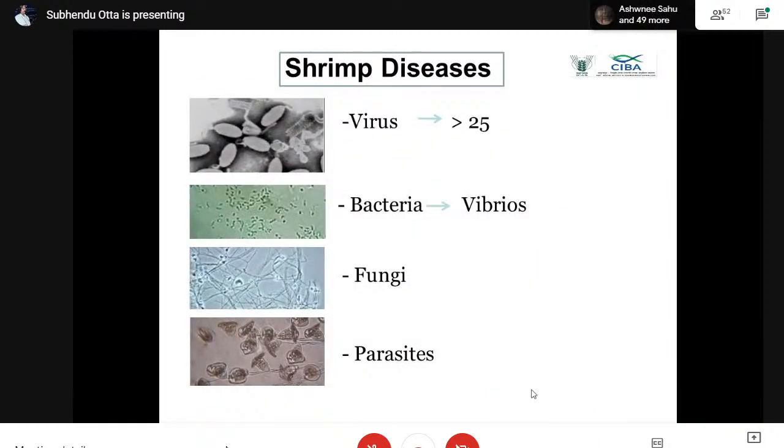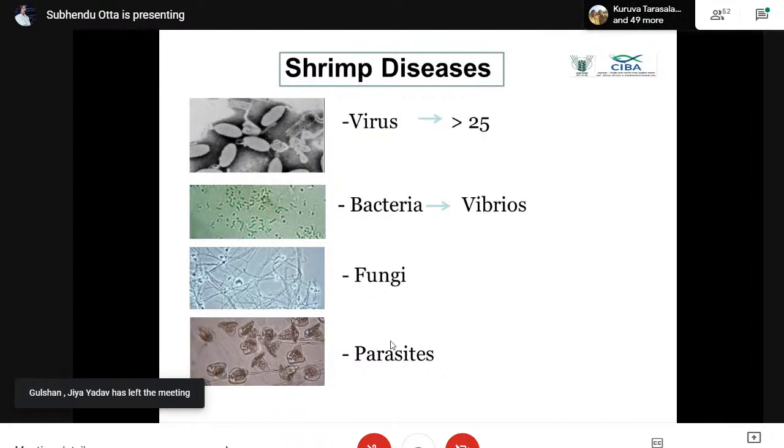Now, when you consider shrimp diseases, all kinds of microorganisms have been responsible for causing one disease or another in shrimp, whether it is virus, bacteria, fungi, or parasite. Everything has been detected in shrimp. If you consider virus, so far more than 25 viruses have been reported. If you see the trend during the past few years, every year one new virus has been reported. Viruses are generally considered highly virulent and bring severe mortality, and that's how they could bring huge loss to the farmers. So farmers are more vulnerable to virus.